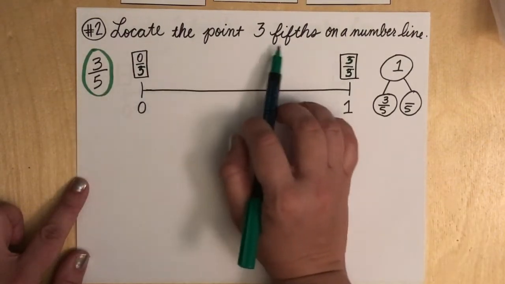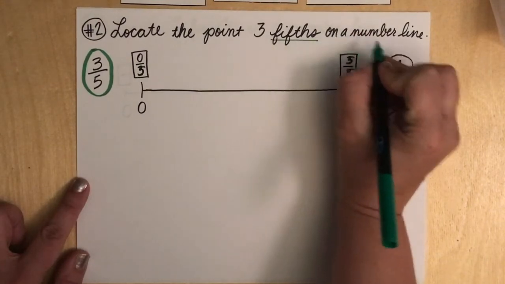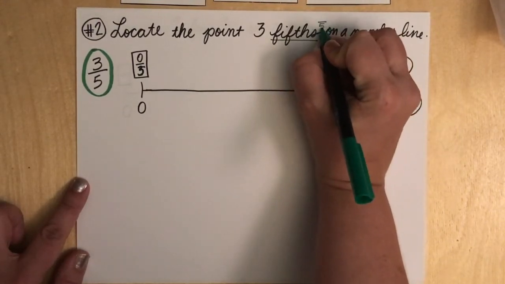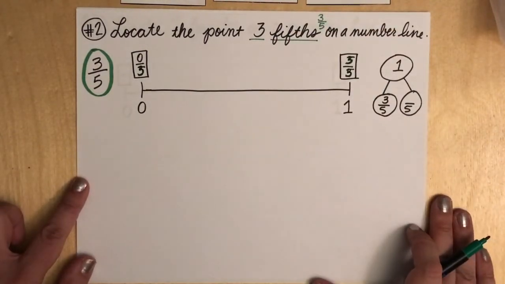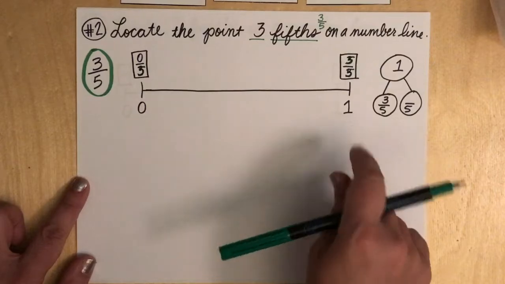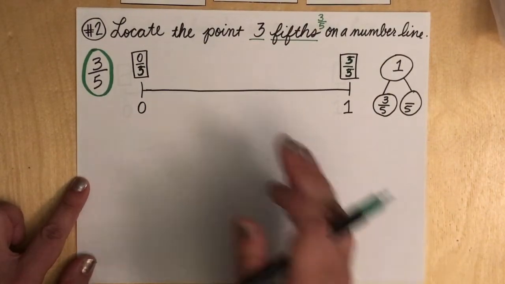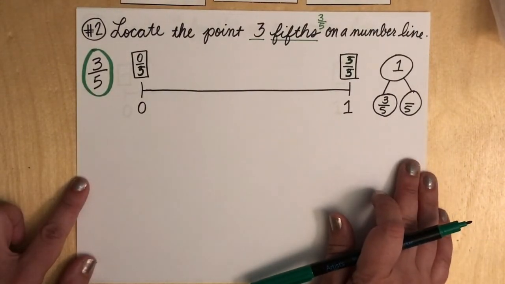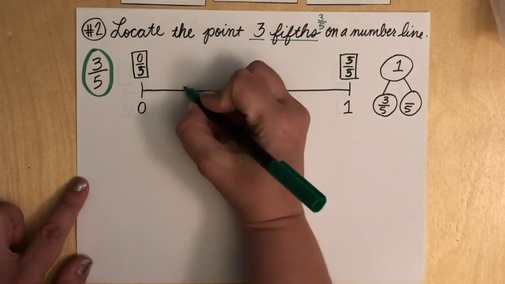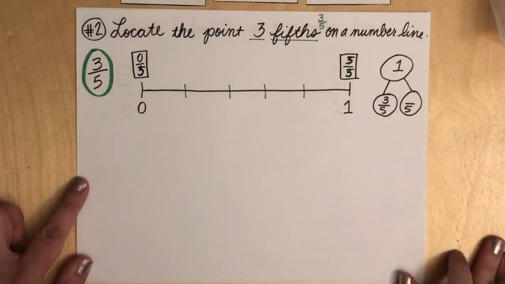So we're going to locate the point 3/5 on a number line. I hear that word fifths, and so I know that that's in my denominator. So I have fifths, and I have 3 of them. So 3/5 on a number line. I have 0 to 1, and now I'm going to divide it up into fifths. Remember, just like when we're making our lines for our rectangles, if I wanted to make fifths, I would draw 4 lines. That's what I'm going to do here. So I'm going to make 1, 2, 3, 4. Go ahead and do that. Press pause and press play when you're done.